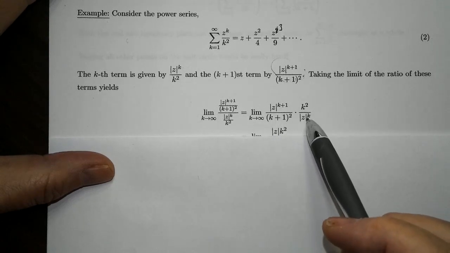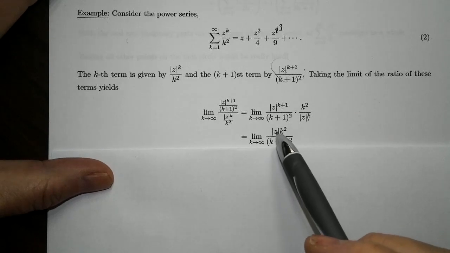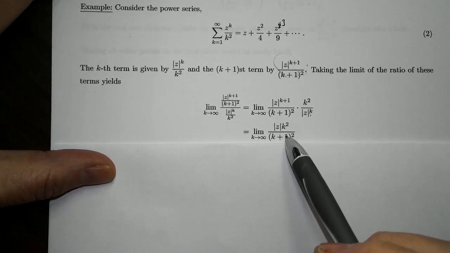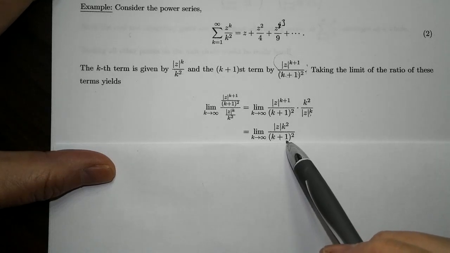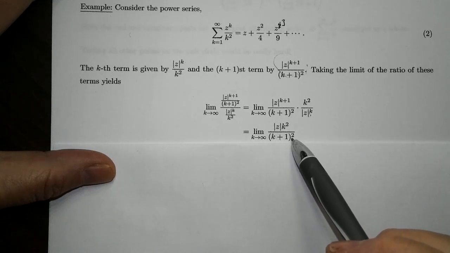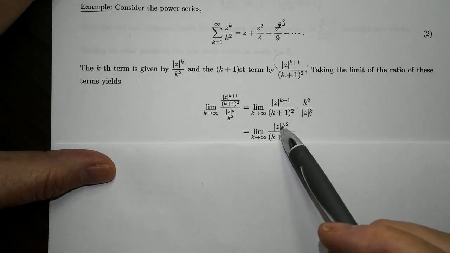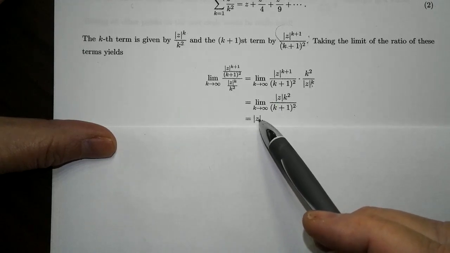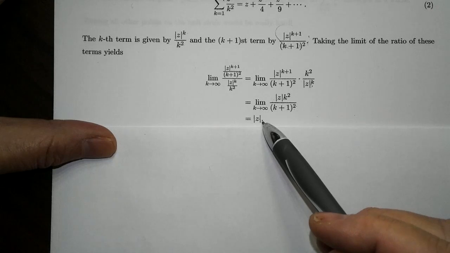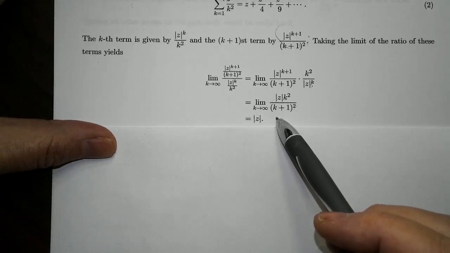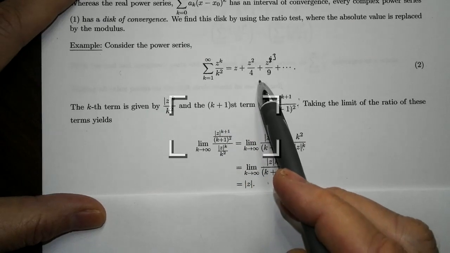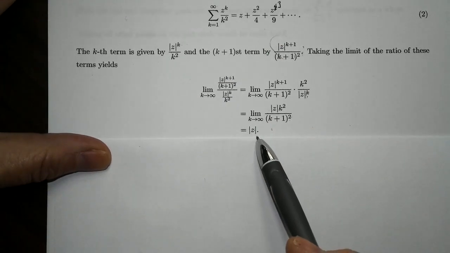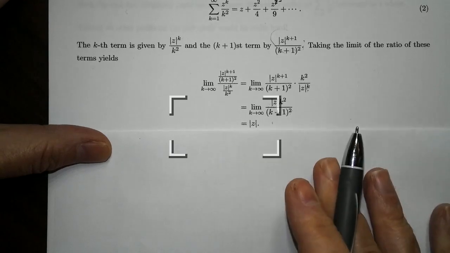And you'll notice that a good chunk of the modulus of z cancels, so we're left with the following. Now, if we were to expand the bottom, we'd have k squared plus 2k plus 1. And basically, as k gets really, really large, k squared over k plus 1 squared is basically going to be 1 in the limit. So this entire limit is just the modulus of z, because that's constant with respect to k. Now, the ratio test tells us that if the limit we get at the end is less than 1, the series converges. If the limit is greater than 1, the series diverges. If the limit equals 1, we don't really know.